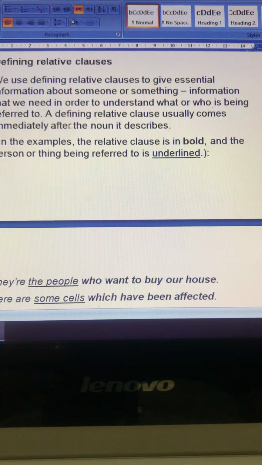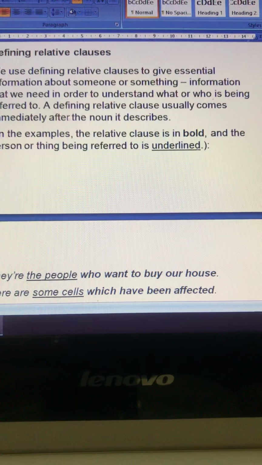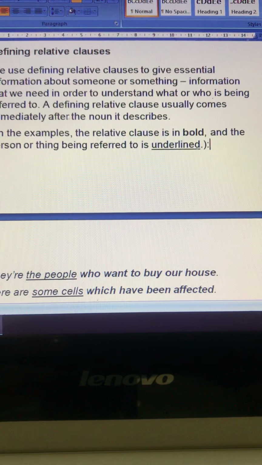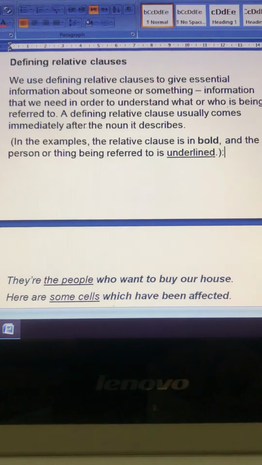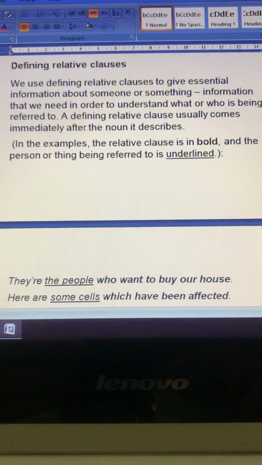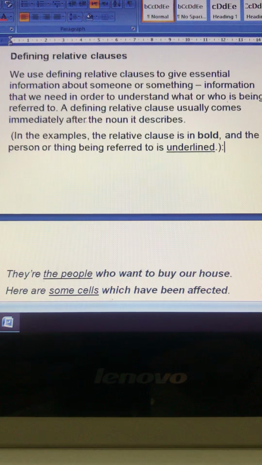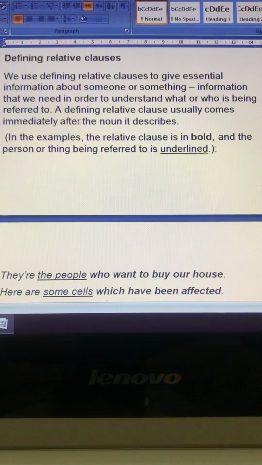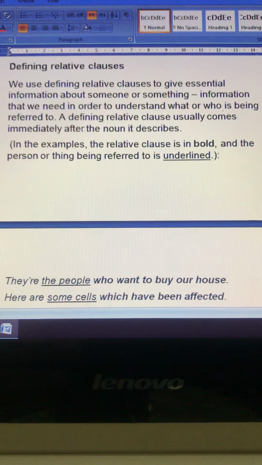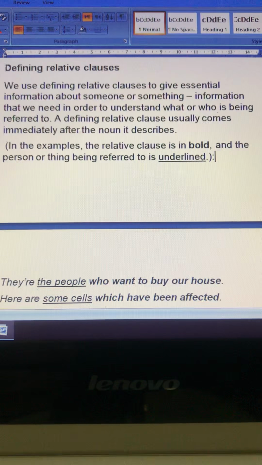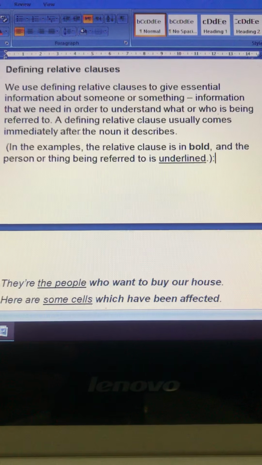Defining relative clauses. We use defining relative clauses to give essential information, which means important, about someone or something. Information that we need in order to understand what or who is being referred to. A defining relative clause usually comes immediately after the noun it describes. Let's look at these examples. The relative clause is in bold and the person or thing being referred to is underlined.